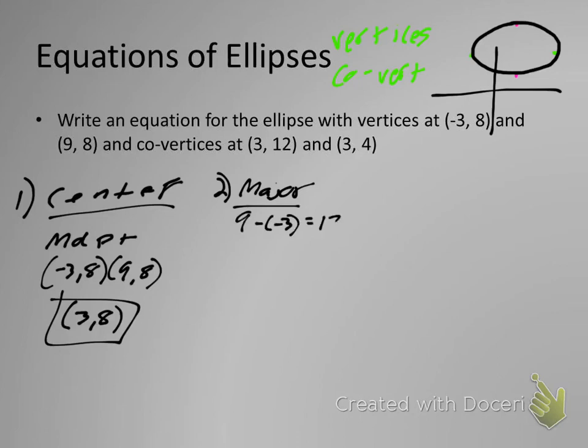All right, which gives you 12. So then A equals what? 6, because 2A is 12, right? Everybody good?